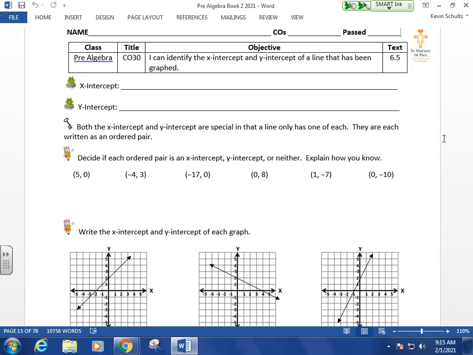I took a brief poll before we started recording. X-intercepts and Y-intercepts sound like they're fairly new to all of you. So we'll just jump right into the definitions.